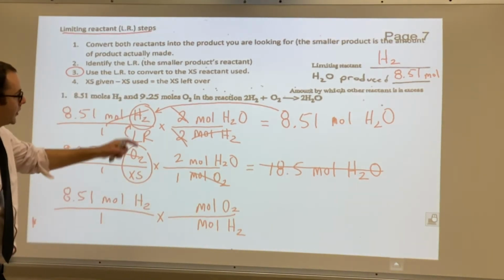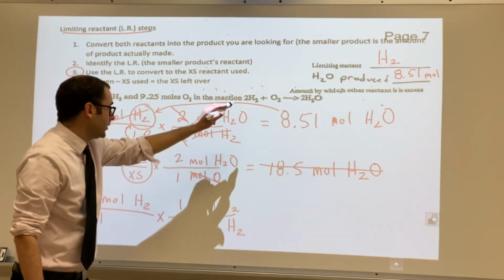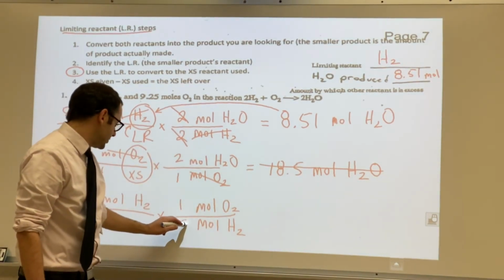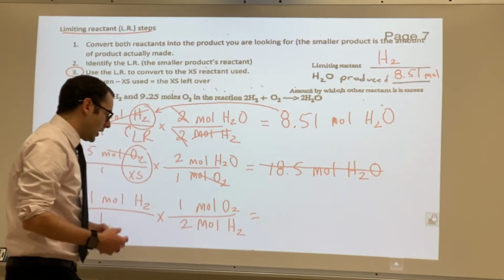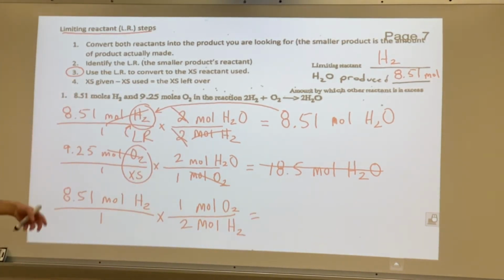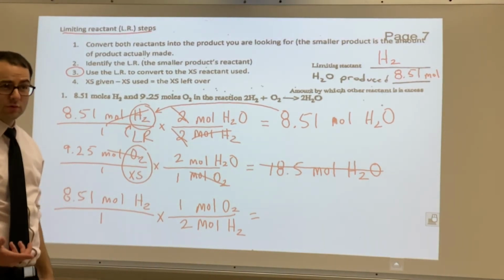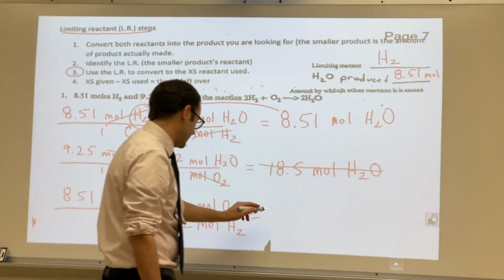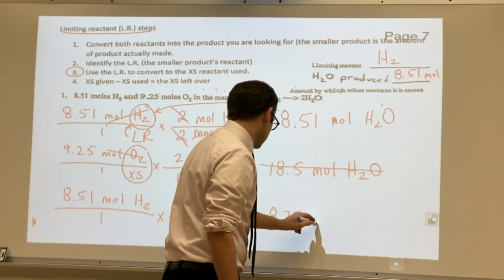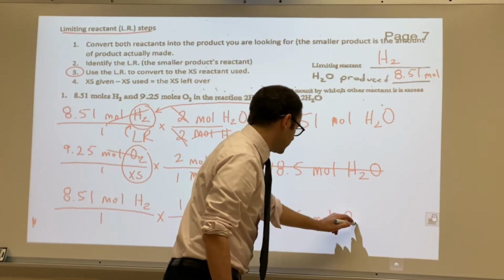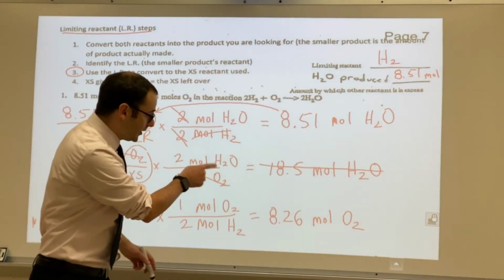Okay, so if we go back to our problem, oxygen would be 1, H2 would be 2, and this is going to tell us how much oxygen is used. So 8.51 divided by 2 is about 4.26 when you round because of sig figs, right? 4.26 moles of O2.